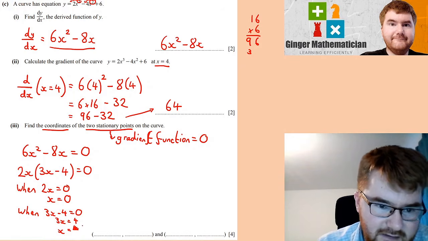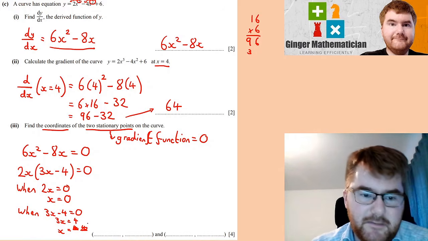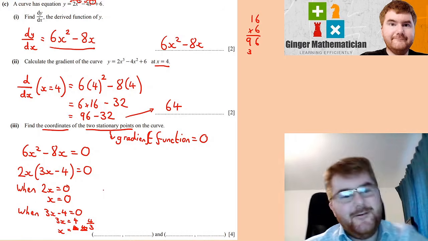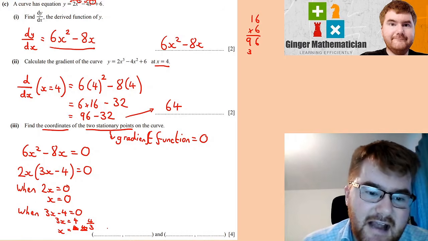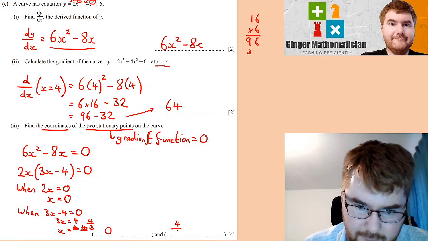It doesn't want me to write it, I'm going to write it over here. There we are, 4/3. I'm determined to write it. There we are, so x is equal to 4/3. So that's our x coordinates of the turning points, so 0 and 4/3.